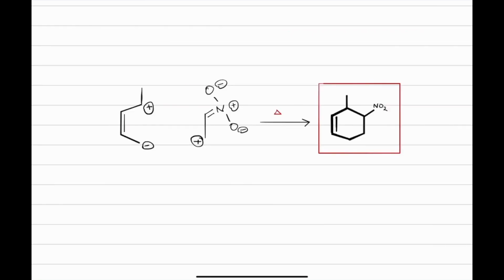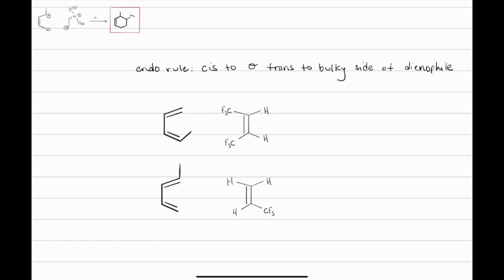Now that we have the regioselectivity down of our end product, what's the stereochemistry? The endo rule is in general the major product for Diels Alder reactions. The best way to remember it is, if our group is cis to the sigma bond of our diene, then it will be trans to the bulky side of our dienophile.